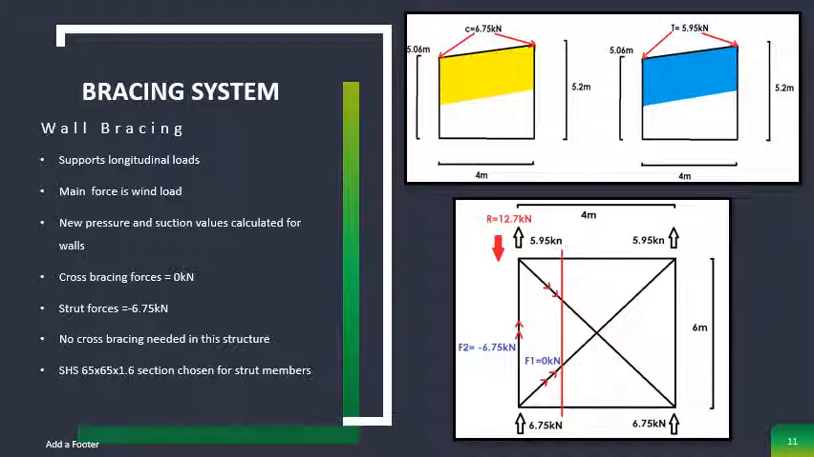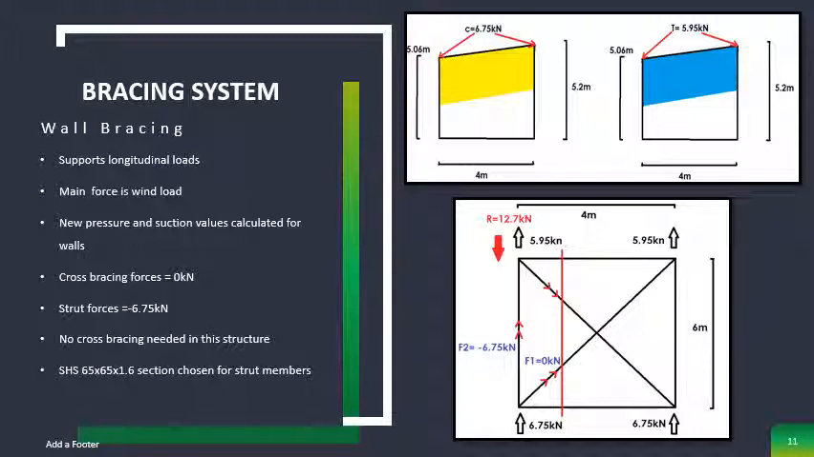For this section, a new pressure and suction value are calculated that apply to the walls, which originally we just used the roof pressure values before figuring out there was a different value for the walls. After this, a variety of calculations were done to figure out how the wind was going to act on our structure and what forces were going to be carried by what member.